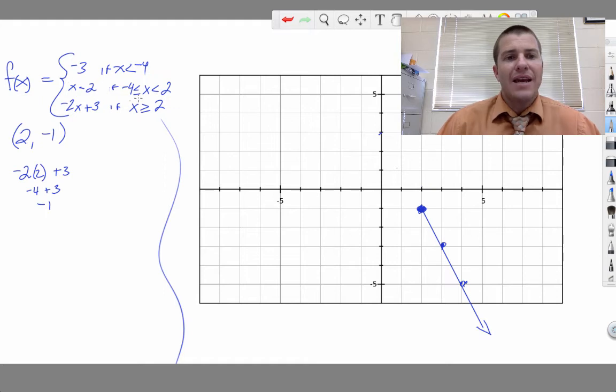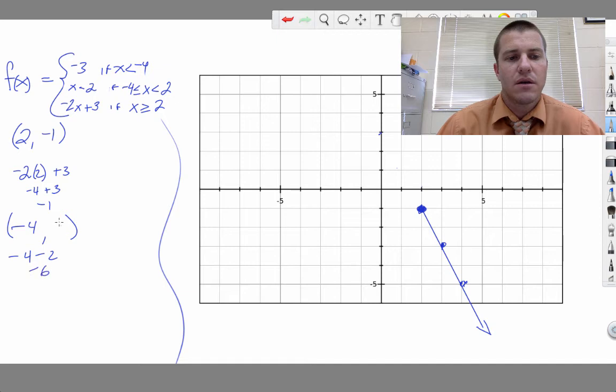So to do this middle one, I need to find both endpoints, because this is going to be a line with 2 endpoints because I only want it where x is between negative 4 and 2. So to find both endpoints, I plug in both of those x values. I have one endpoint at negative 4, so that's going to be negative 4 minus 2, which is negative 6. And I plug in 2, and I plug that in here.